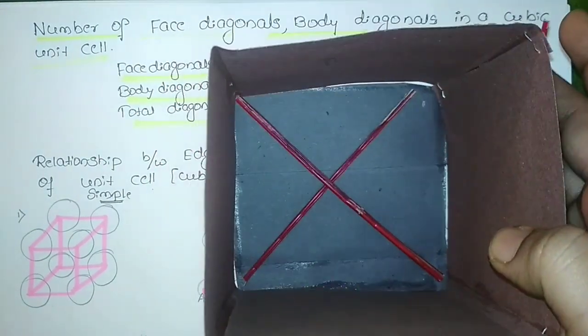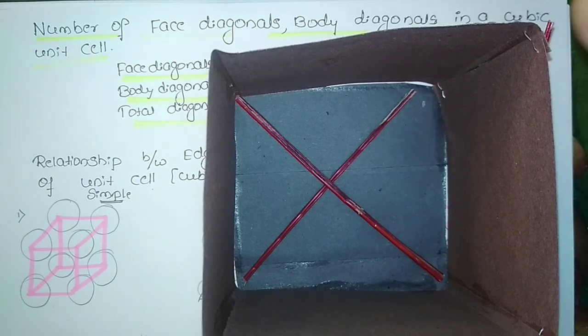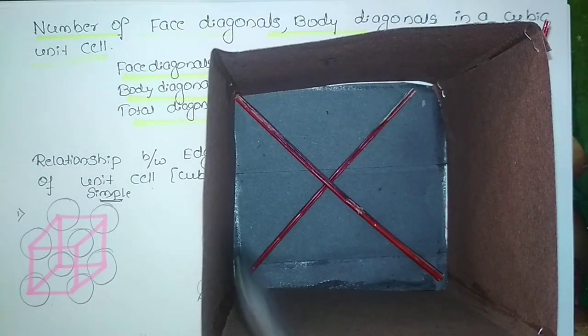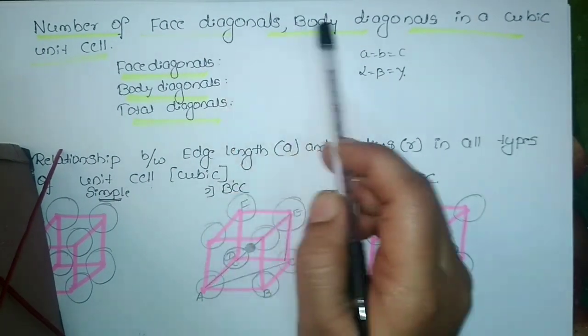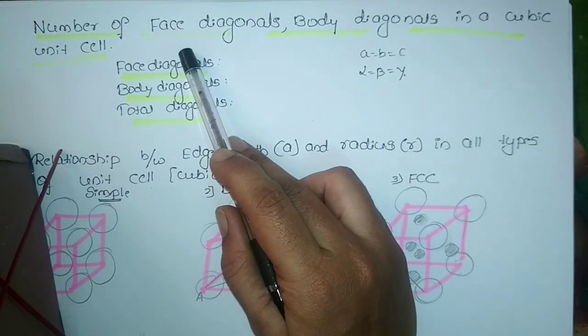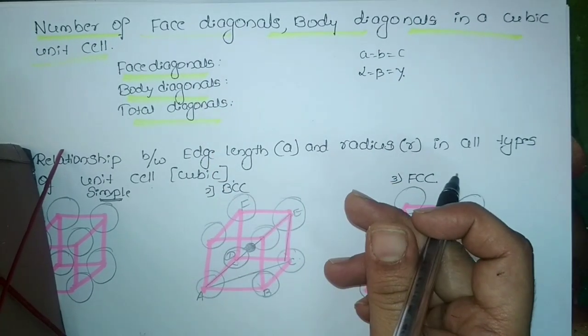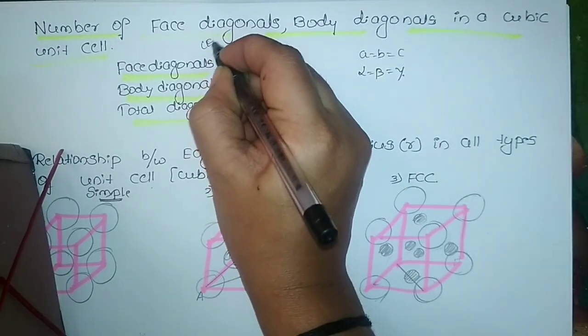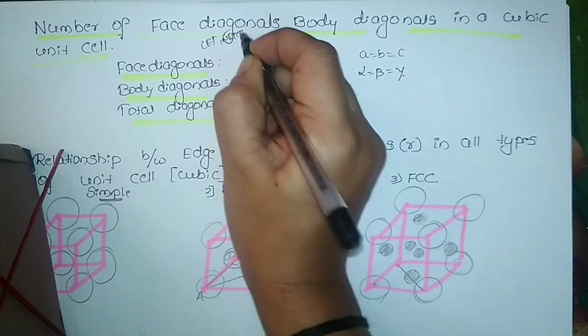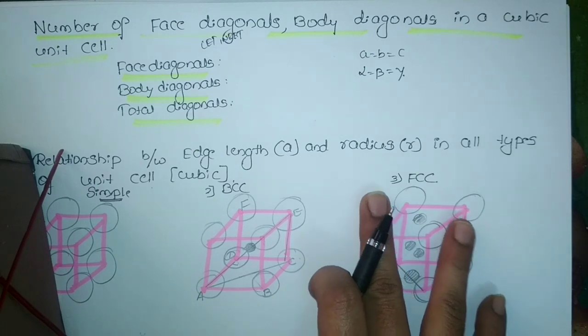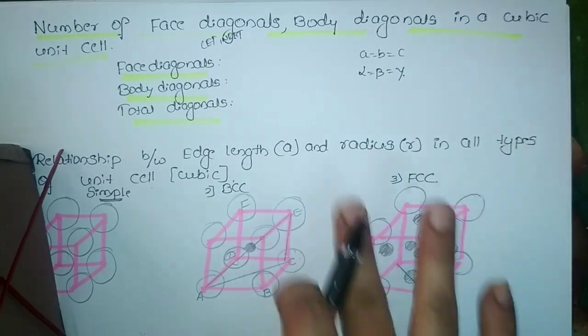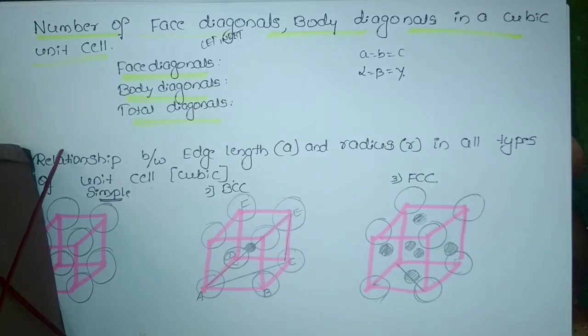So, as I told, there are 12 edges, 8 corners and 6 faces in a cubic unit cell. Now the question is how many face diagonals and body diagonals a cubic unit cell will have. This might be a question that appears in the CET as well as the NEET exam. So instead of sitting there and counting, if you get to know how the diagonals appear and the total diagonals in a cubic unit cell, it will be very easy to answer.